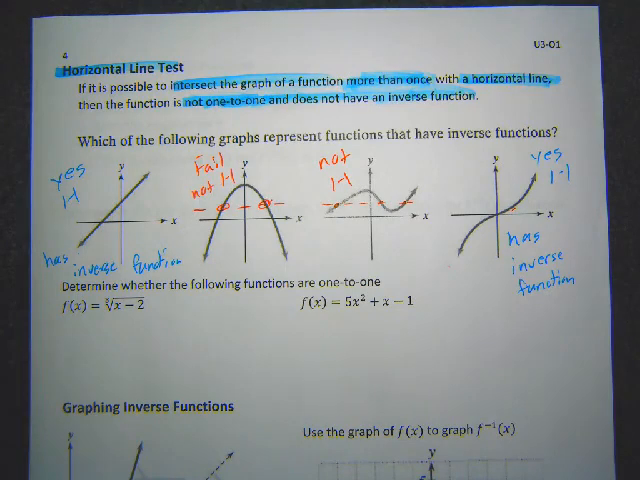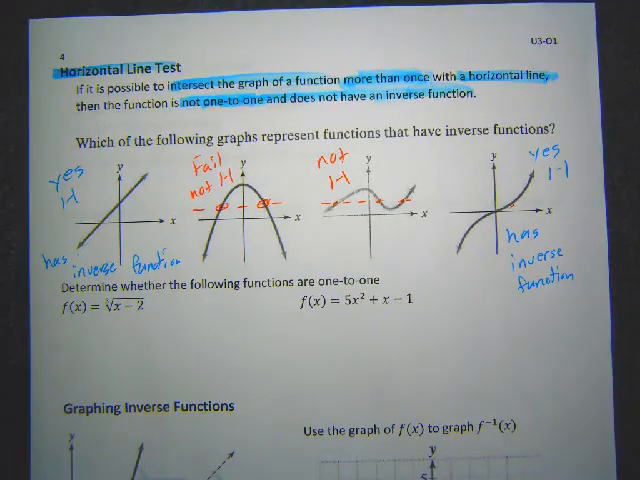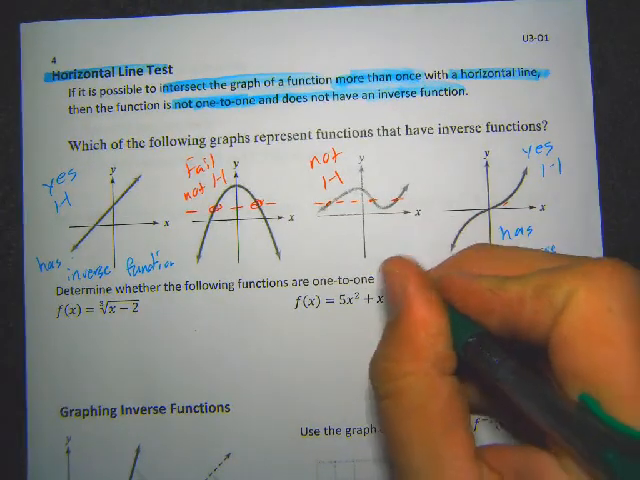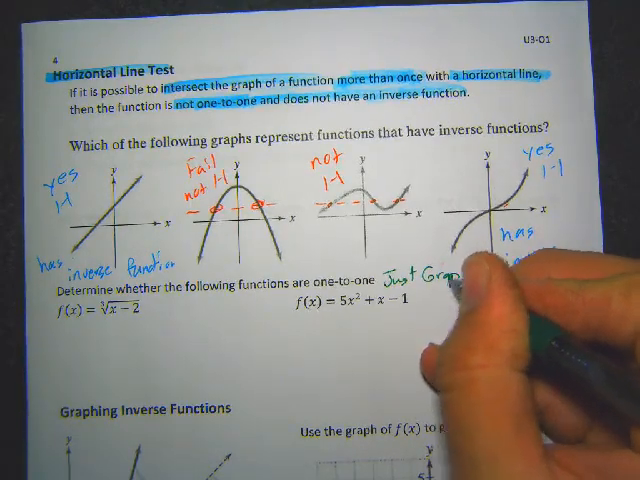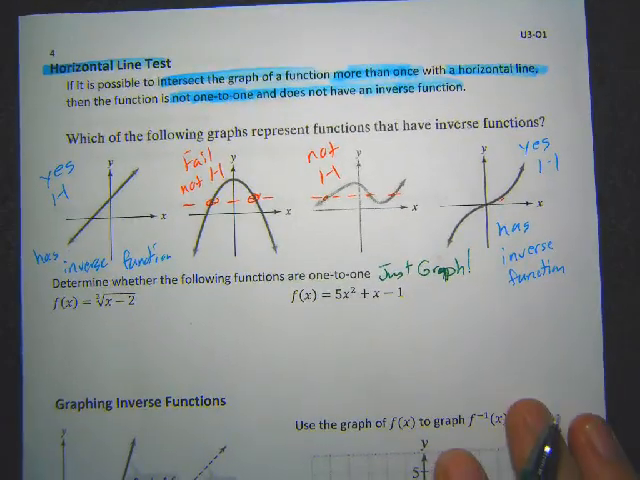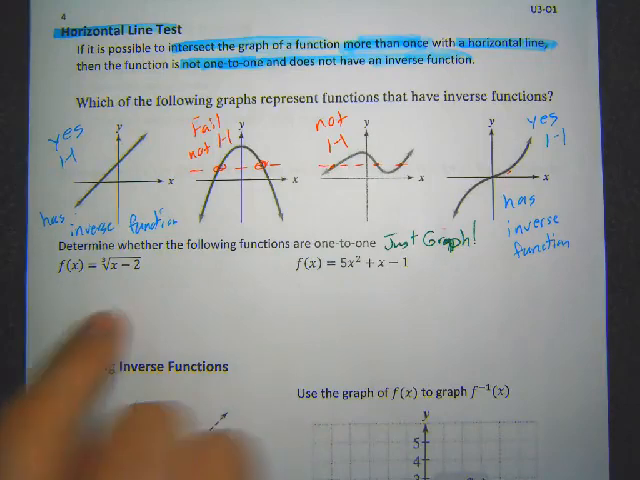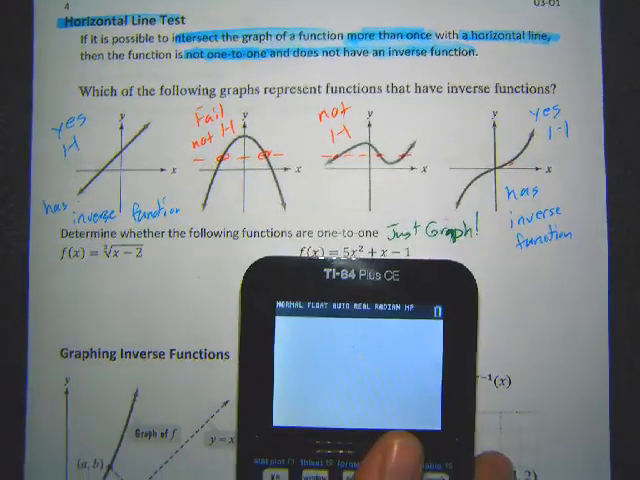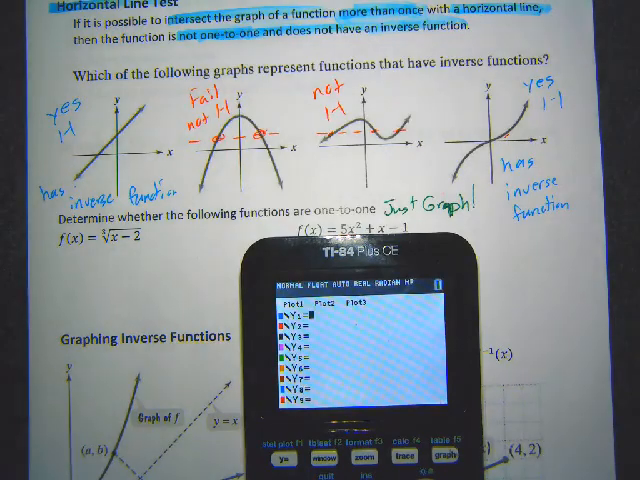Now, what do you do if you just get the equation of a function and people ask you about it being one-to-one? The nice thing here is that you can just graph. Because if you look at the graph, you can tell whether it's one-to-one because you can use the horizontal line test. So if anybody ever gives you a function and asks, is it one-to-one? If they give you the graph, or they give you just the function, well, just graph it. That's why we have a fancy graphing calculator.